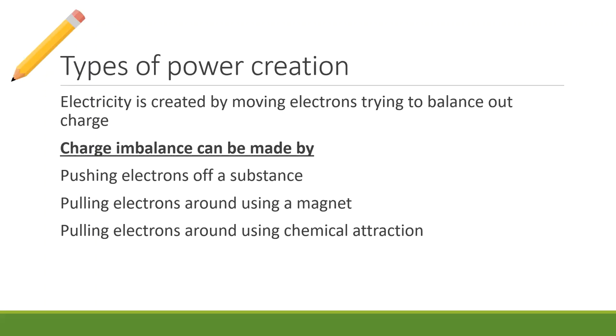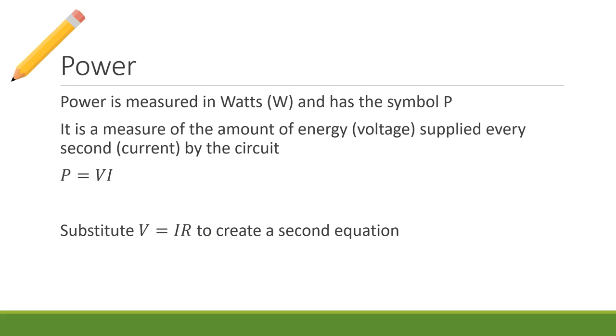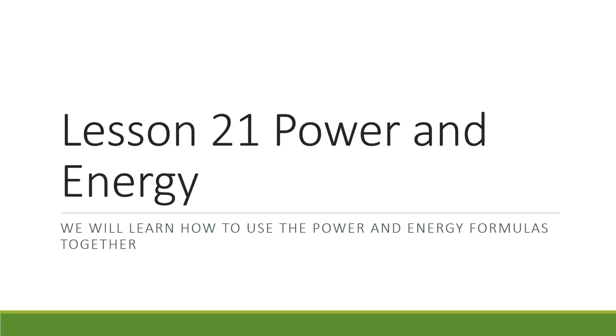Then I talked about, well, what is power? Power is the voltage times the current. Voltage is the amount of energy per electron, whereas current is almost like the amount of electrons per second. So what you're saying is, how much energy am I getting every second? That's what power is: the amount of energy every second.